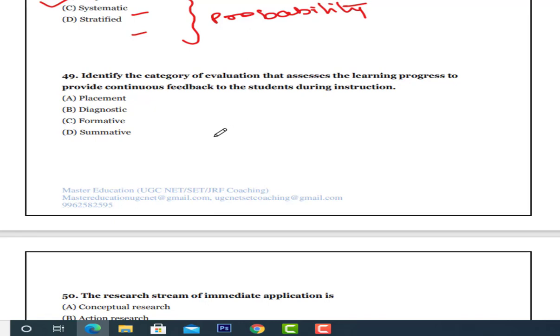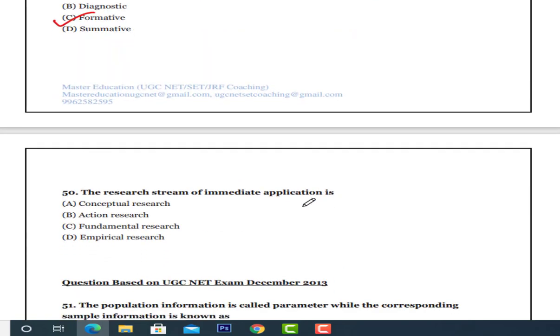The next question. Identify the category of evaluation that assesses the learning progress to provide continuous feedback to the students during instruction. We have seen this in teaching also. Continuous feedback during the student instruction, which you get during the class time itself, is called formative evaluation.